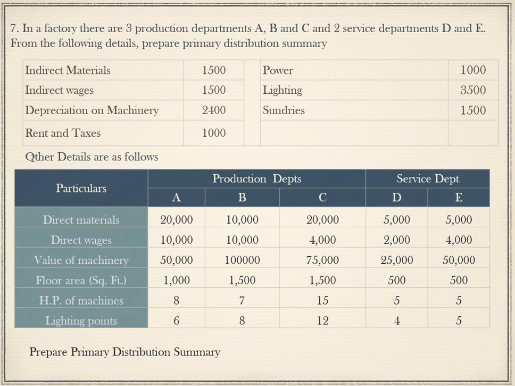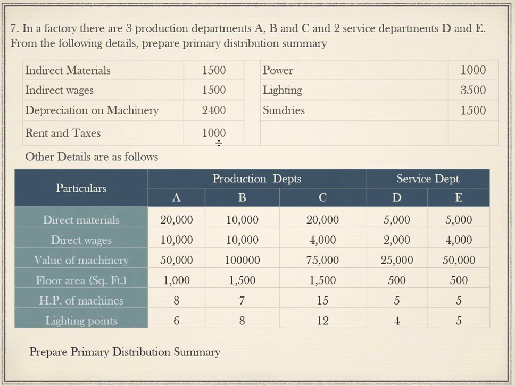Now let us move on to the further part. The other details are as follows. The further details they have given with regards to production departments A, B, C and service departments D and E. See, direct materials, direct wages, value of machinery, floor area, HP of machines, and light points, and their respective value in each department, right? So I have already told you the basis for indirect material is direct material.